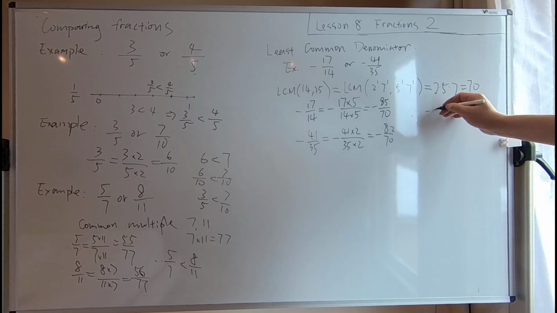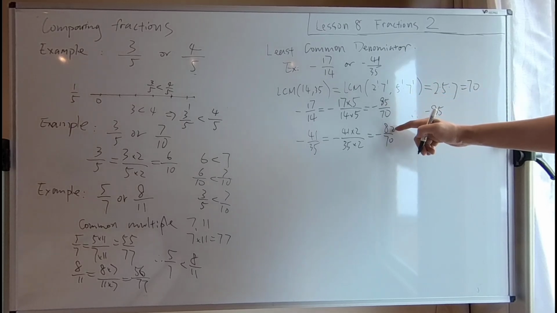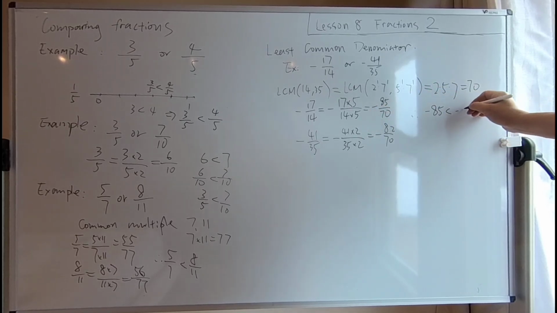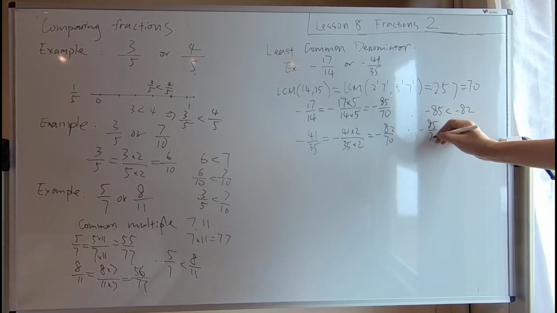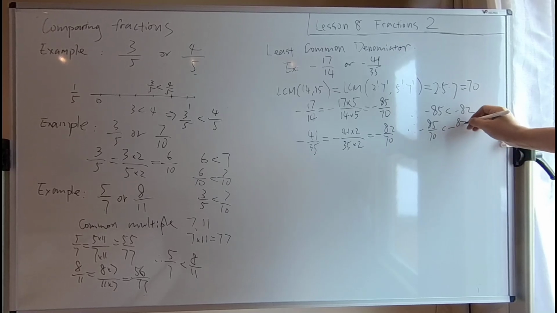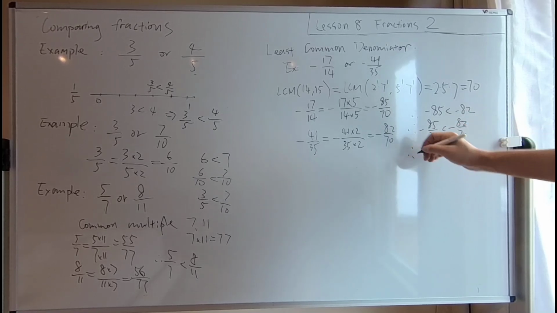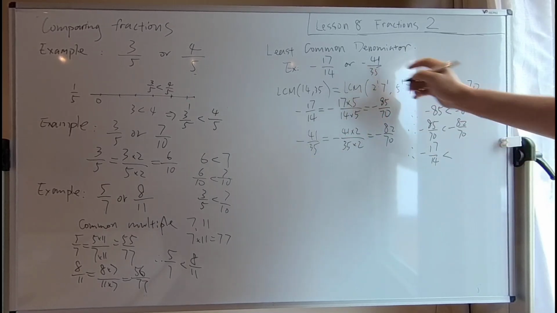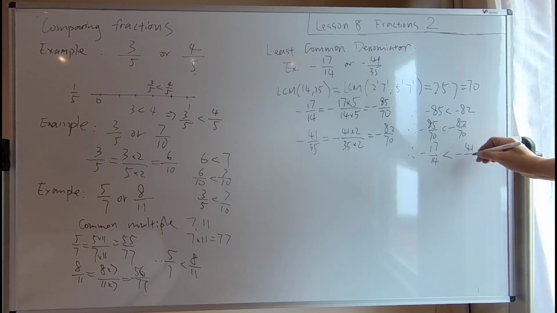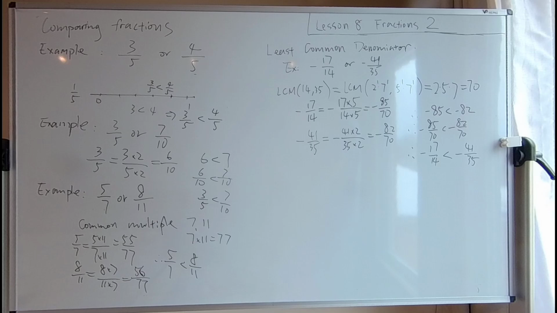Now be careful that they are negative numbers. For negative numbers, 85 is greater than 82, so minus 85 is smaller than minus 82. So minus 85 over 70 is still less than minus 82 over 70. And so minus 17 over 14 is less than the other number, minus 41 over 35. Right, so this is how we compare two fractions, and this universal methodology can be used to compare any form of fractions.